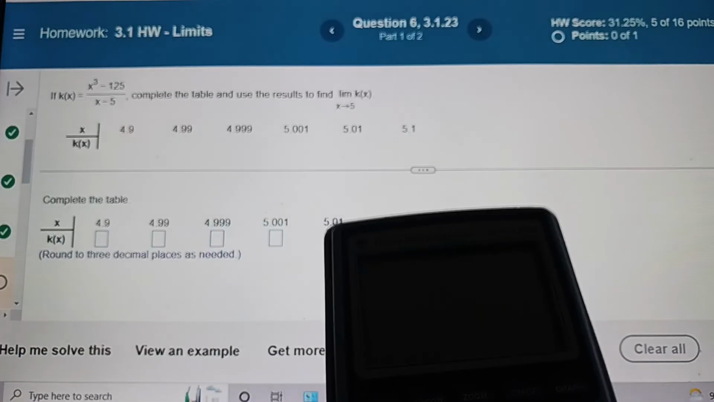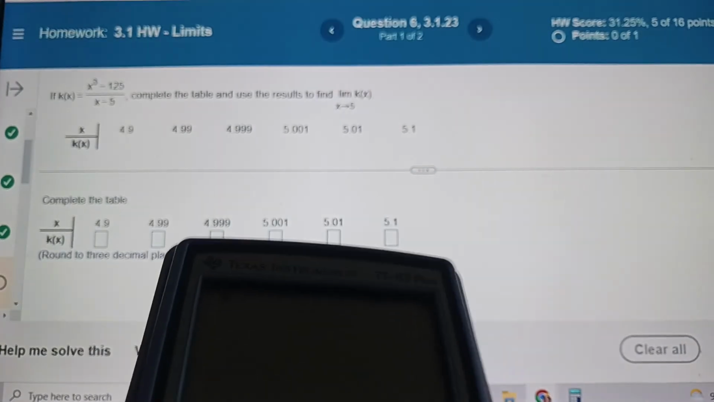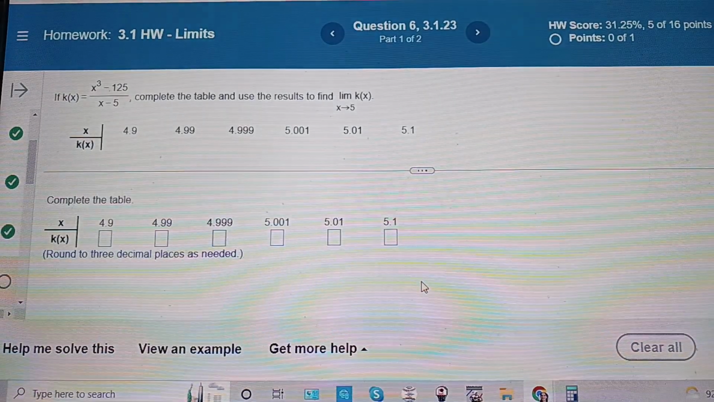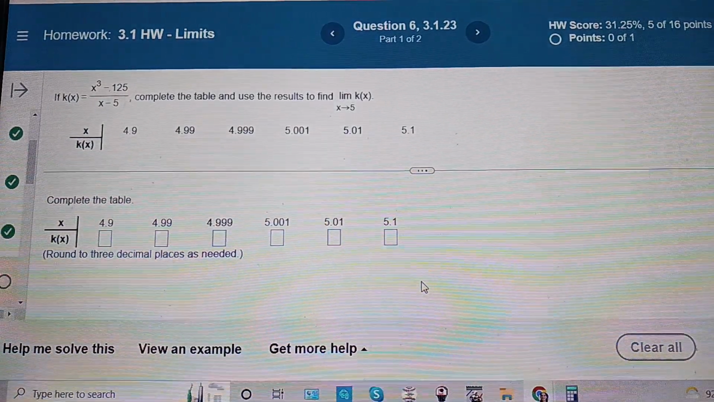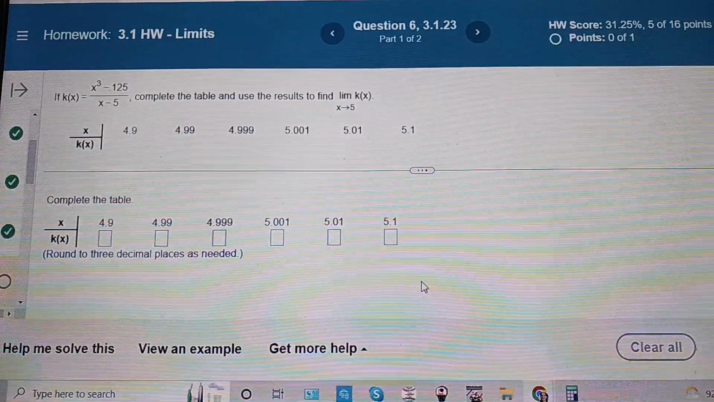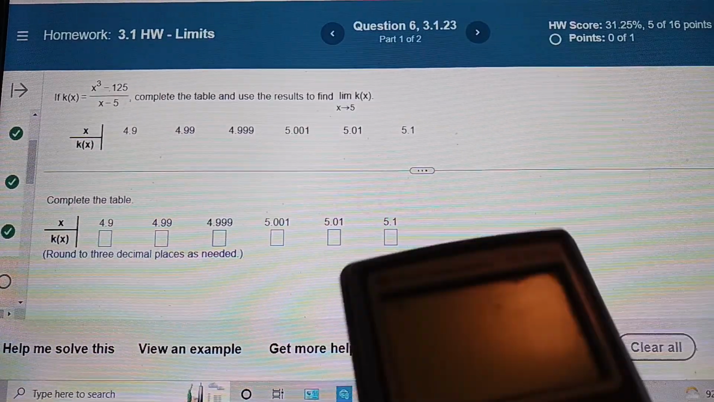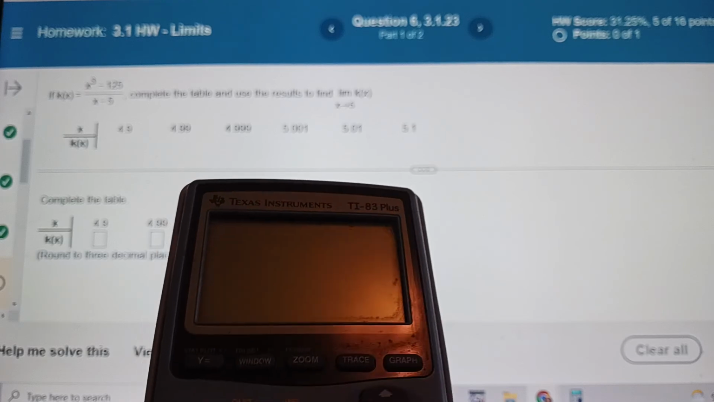But if you do have a graphing calculator, I don't know how well you can see this, but let me try turning a light on and see if that helps. It'll be a little better when the light shines there.